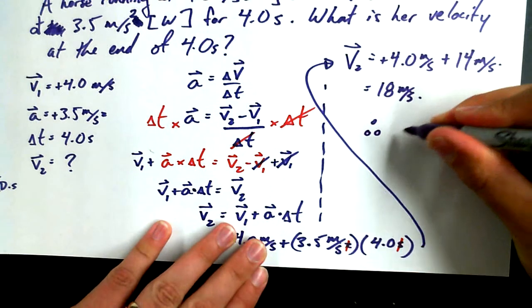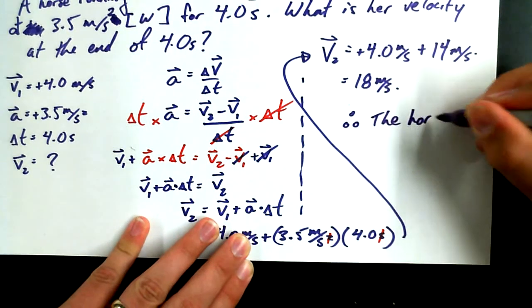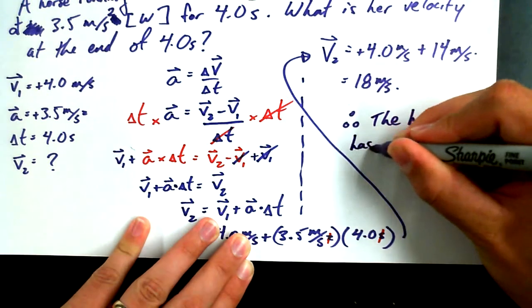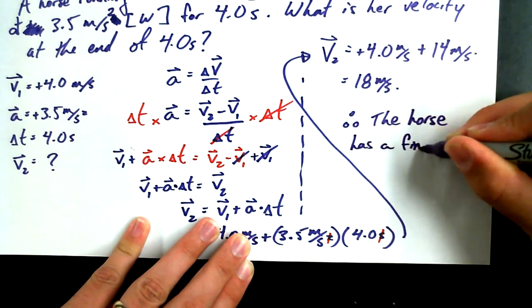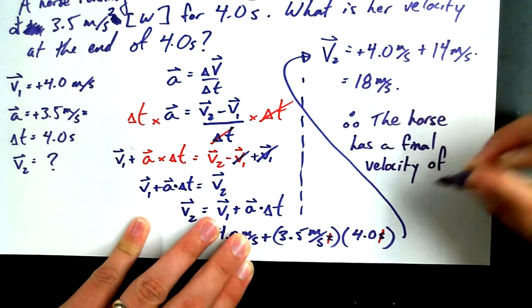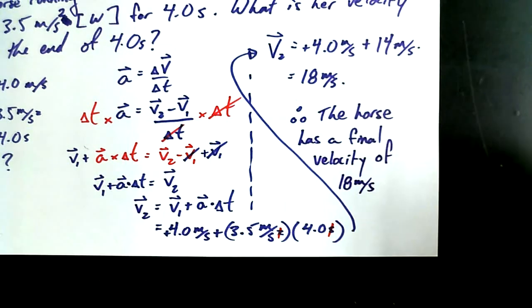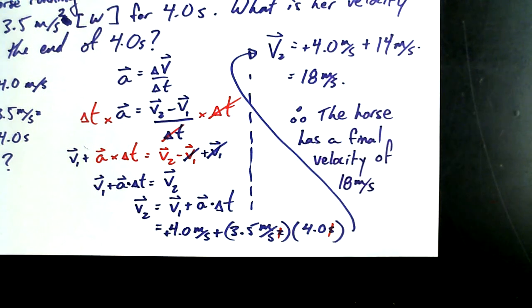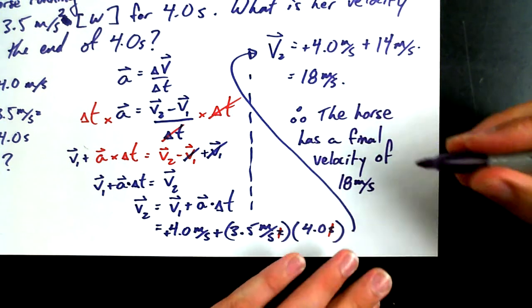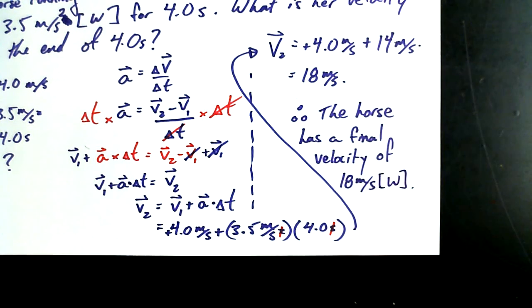Therefore, the horse has a final velocity of 18 meters per second. And you know what? I'm in a therefore statement mode now. So what should I have after my 18 meters per second? It's positive, so we should give it direction. No, we're being kind of conversational here. 18 meters per second west.